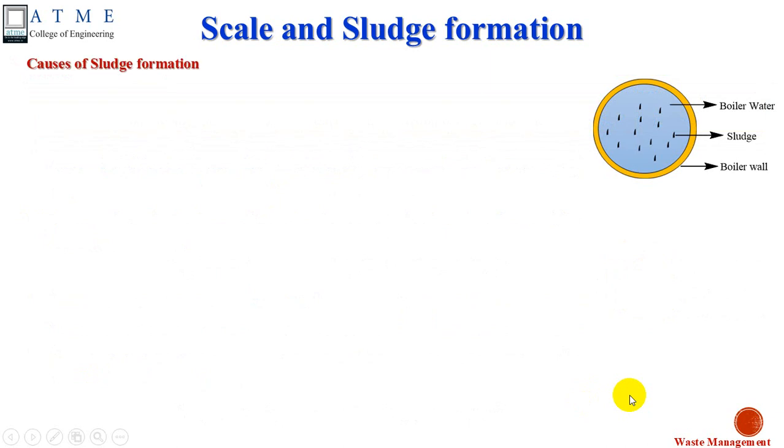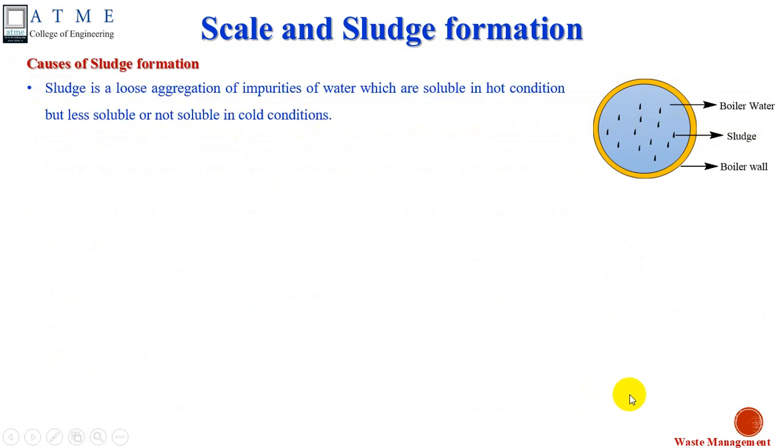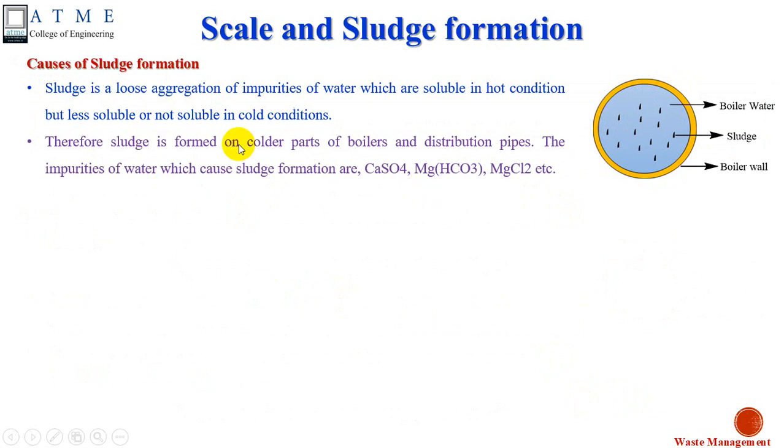And let us move on to the causes of sludge formation. As I said, sludge is a loose aggregation of impurities, that is, the precipitate in water. Generally, the precipitate is formed at the cooler part of a boiler. If the sludge is not removed continuously and properly, it will lead to formation of scale.